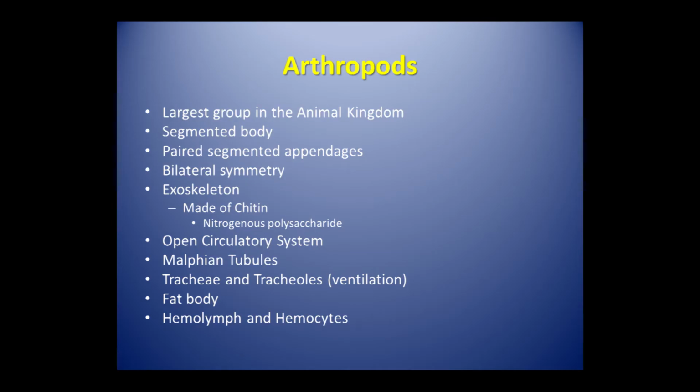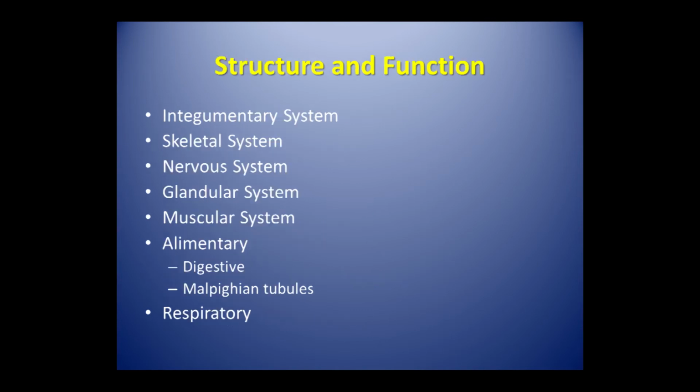The fat body is a structure that's analogous to our liver. It undergoes a lot of metabolic processes. It's also involved with immunity. So it's an important structure. And then, like I said, the blood is called hemolymph, and the types of cells that are found in the hemolymph are called hemocytes. Okay? Cyto meaning cell. Next slide, please.